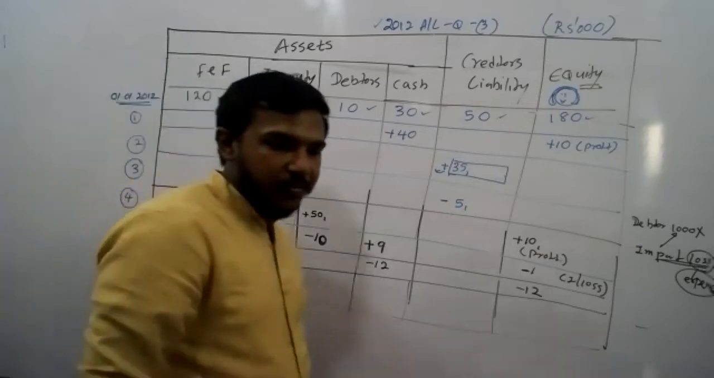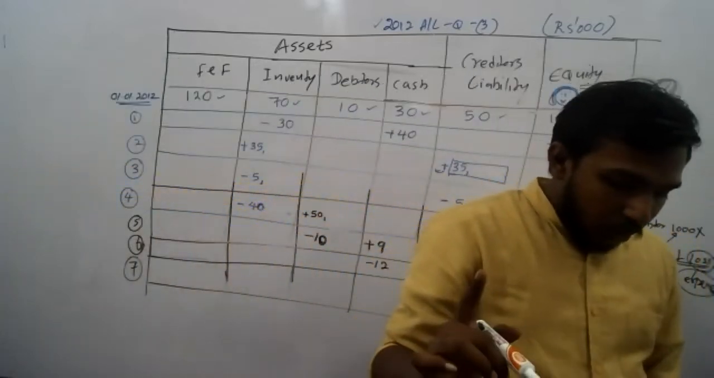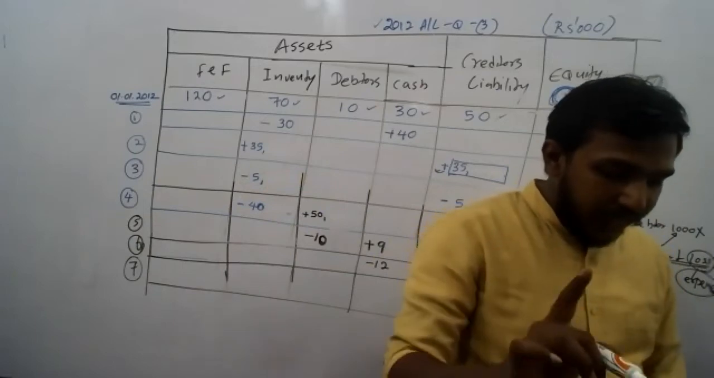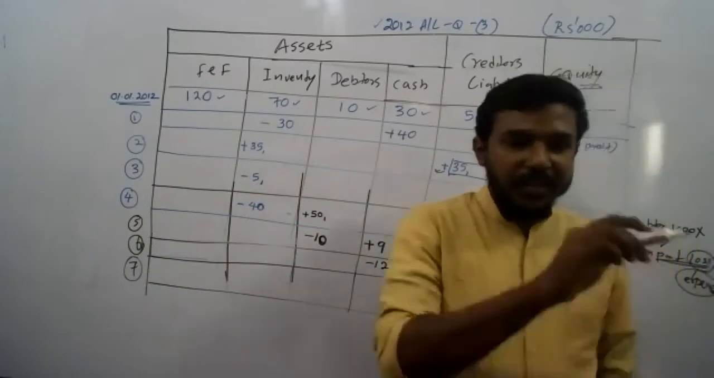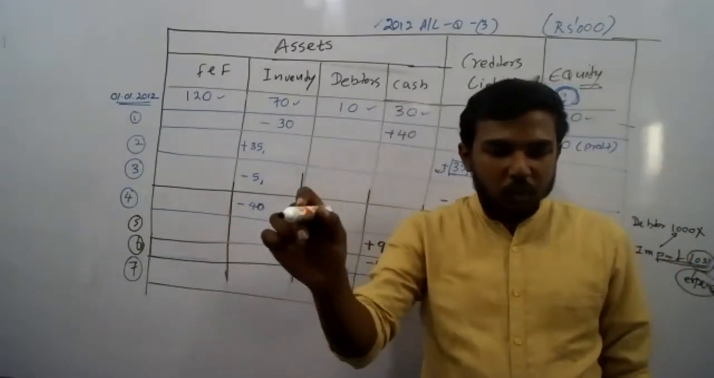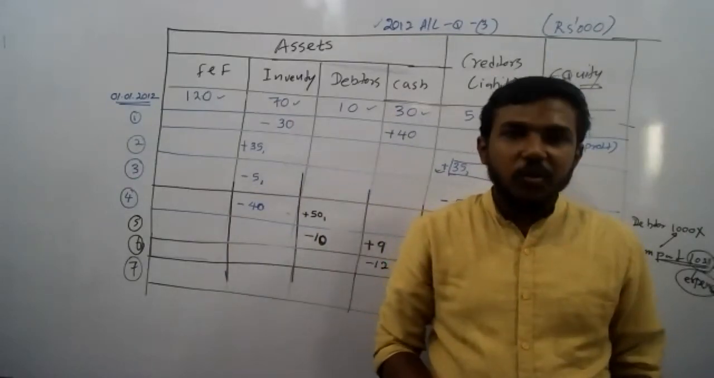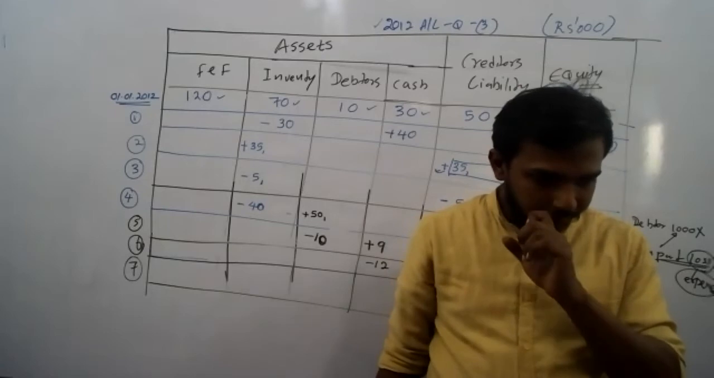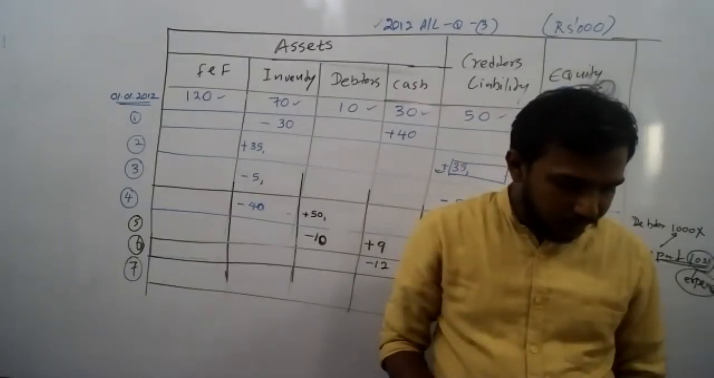Seventh one. Right? Paid cash to settle the creditors balance at 1st of January 2012. Underline it, the date. 1st of January 2012.